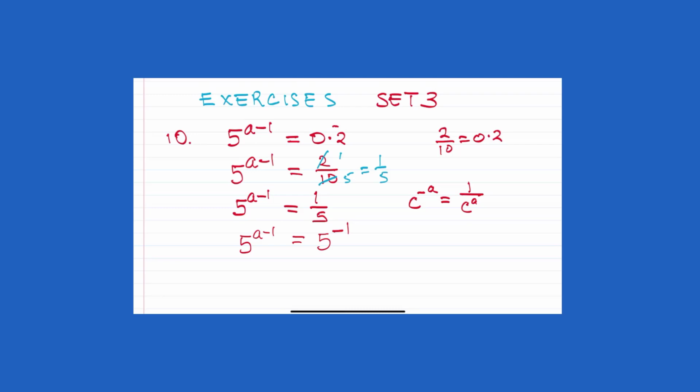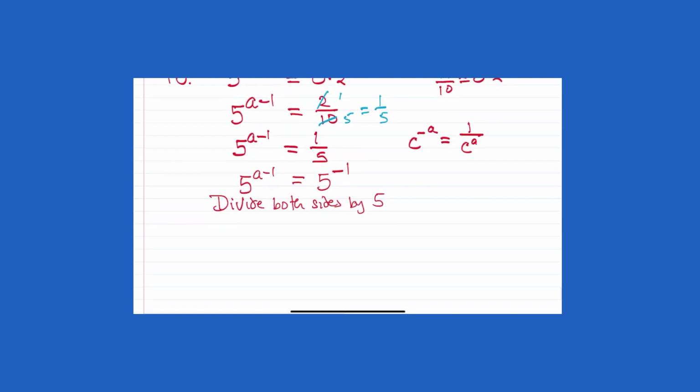So with that, we can take care of the base number, and the base number is 5. So we divide both sides by 5. So what happens in that instance? We can rewrite before we solve it further. So we have 5 to the power of a minus 1 equals 5 to the power of minus 1. And you see what happens? The 5 will cancel out. In that instance, we are left with a minus 1 equals minus 1.